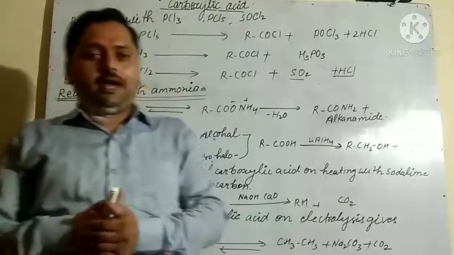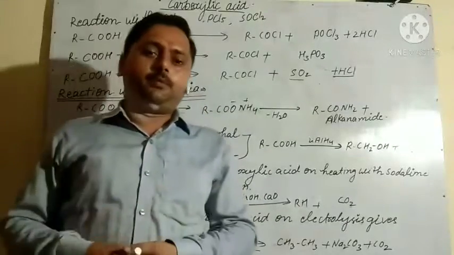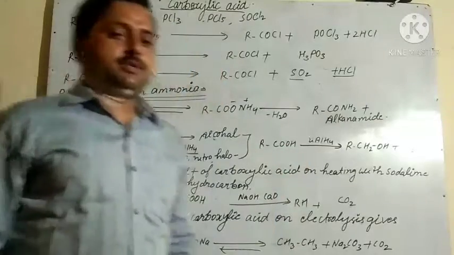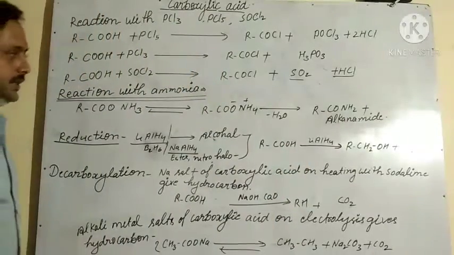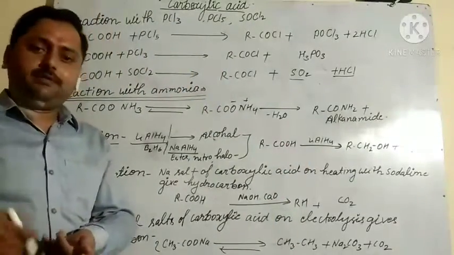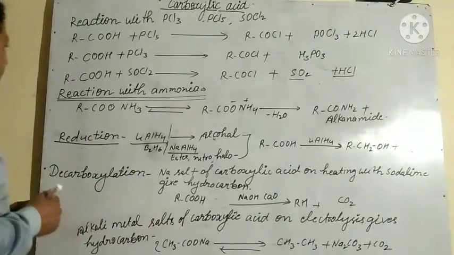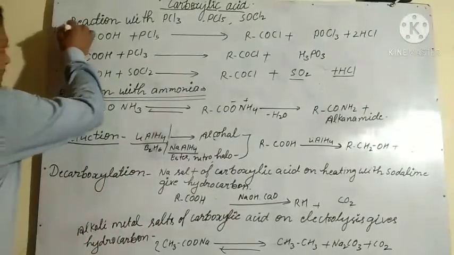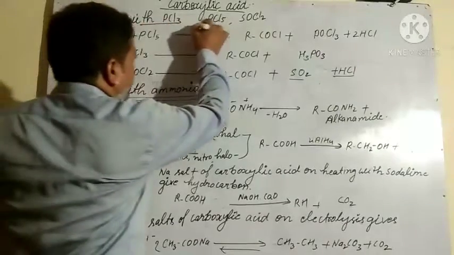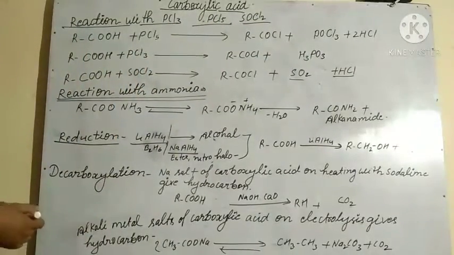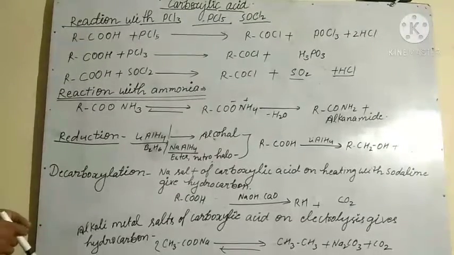Today we are going to discuss properties of carboxylic acid. Before this we have discussed some properties of carboxylic acid, and today we will discuss more. The first property we will discuss is the reaction with PCl3, PCl5 and SOCl2. That means the reaction of acid with PCl3, PCl5 and SOCl2.